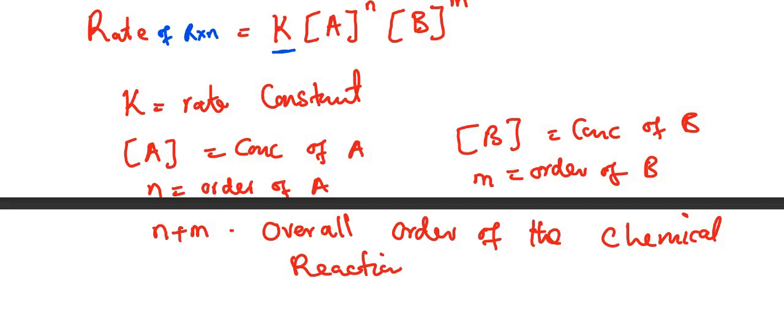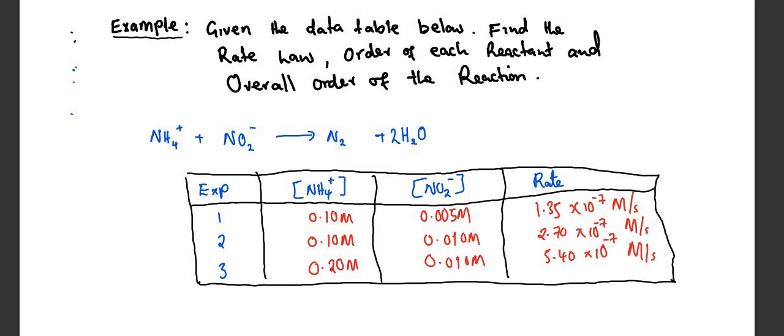So in case that is not making sense, I'm just saying questions that have to do with the rate law will always come with a table. This is a typical illustration that I've given you here. They are saying, given the data table below, find the rate law. So we need to get the rate law, the order of each reactant, and the overall order of the reaction.